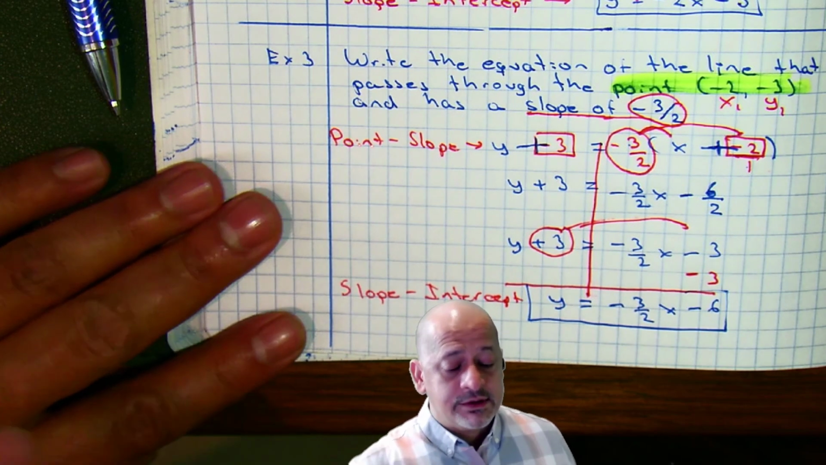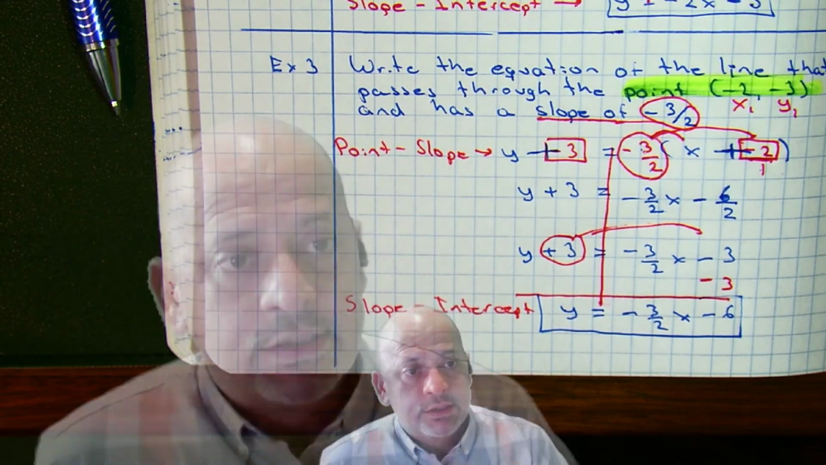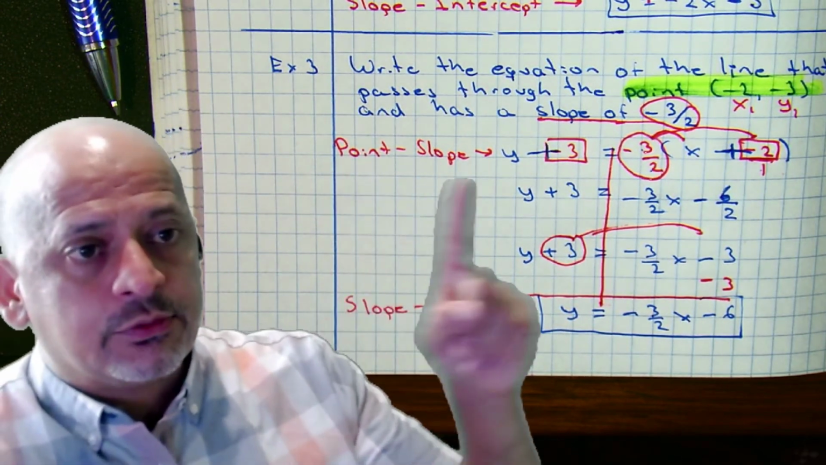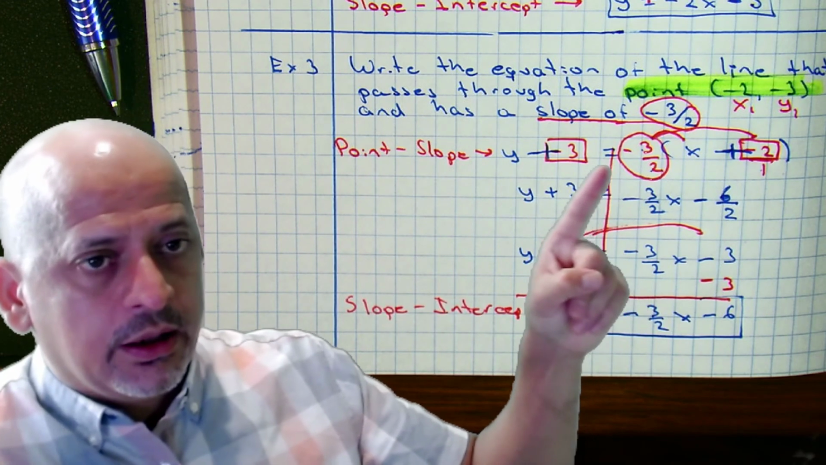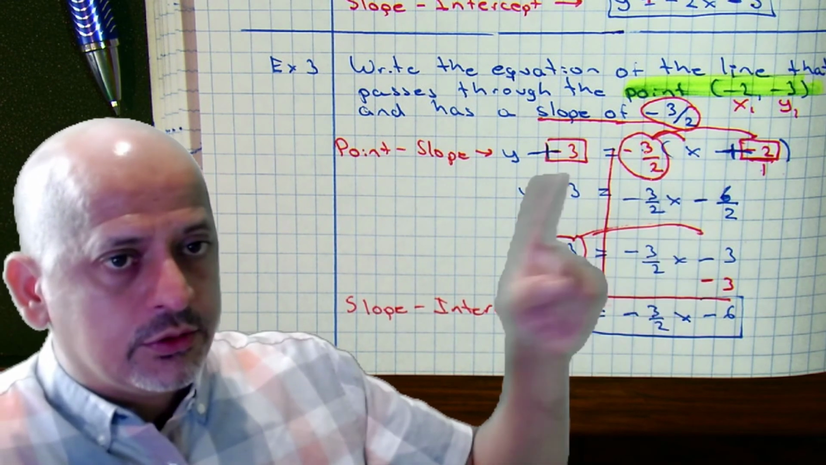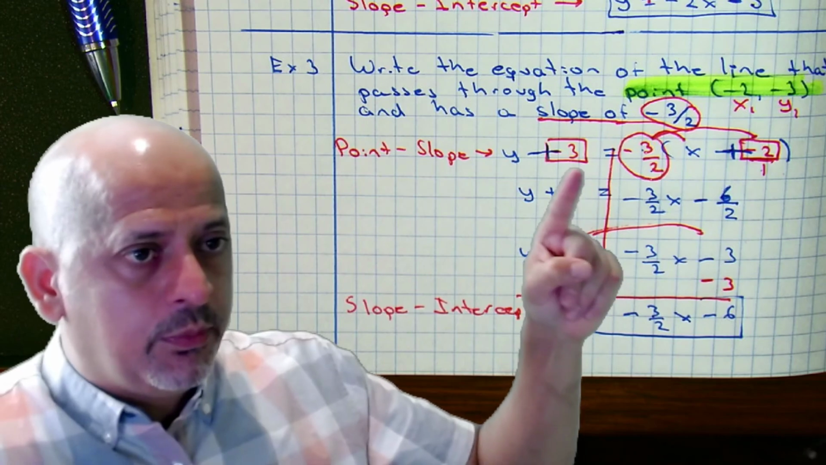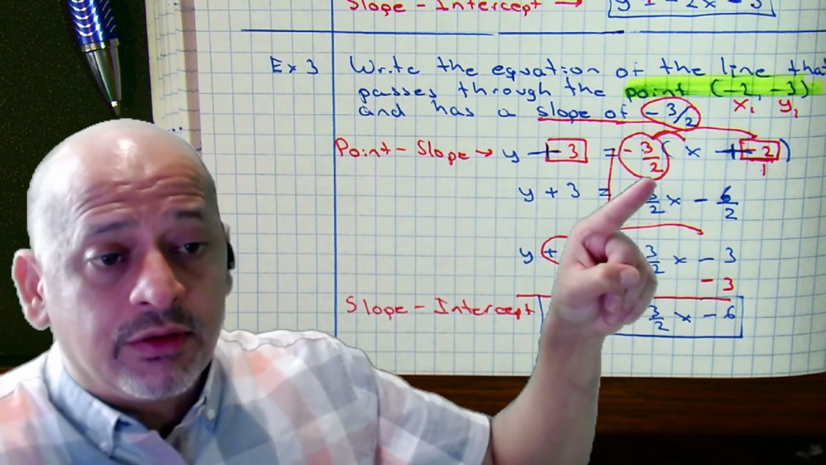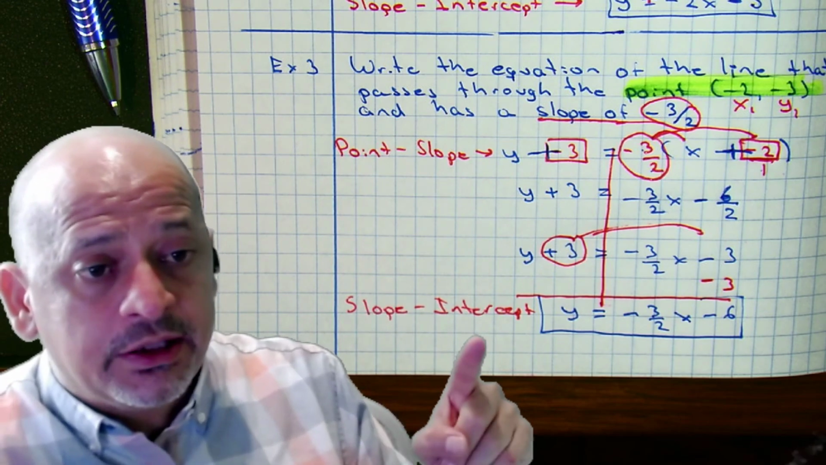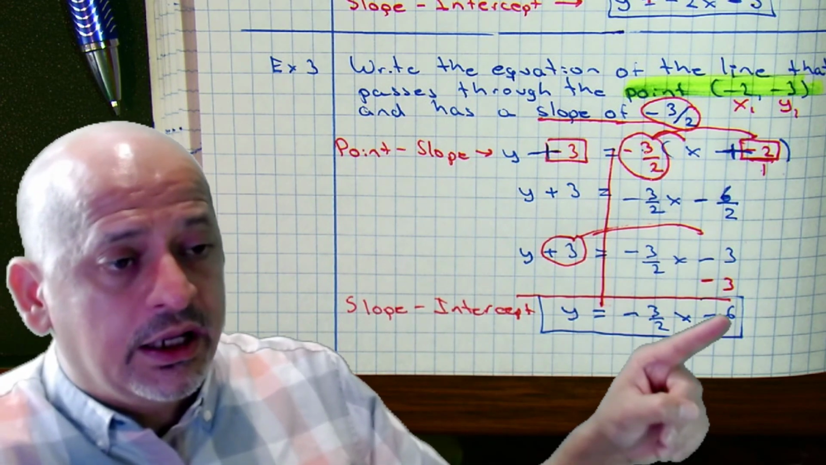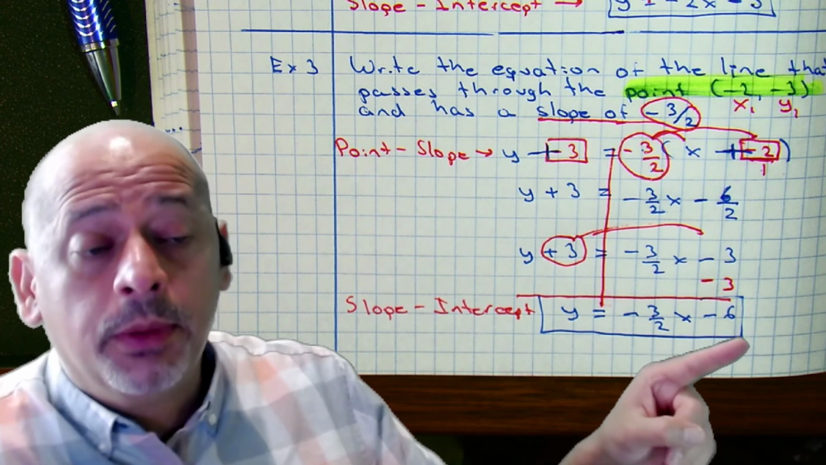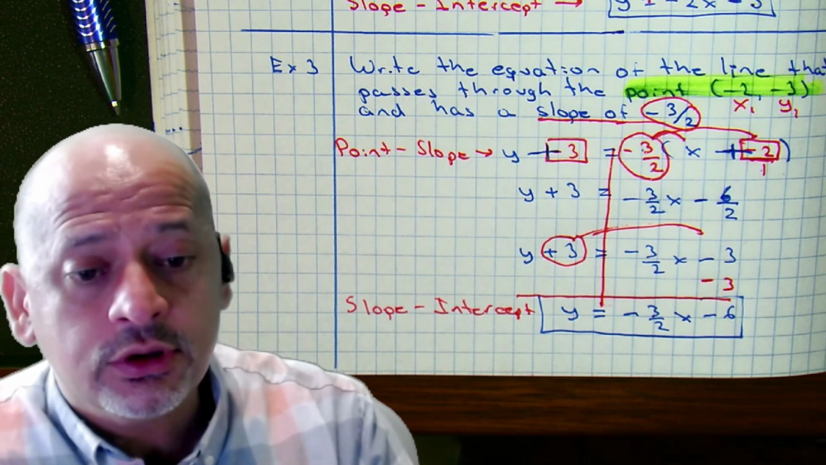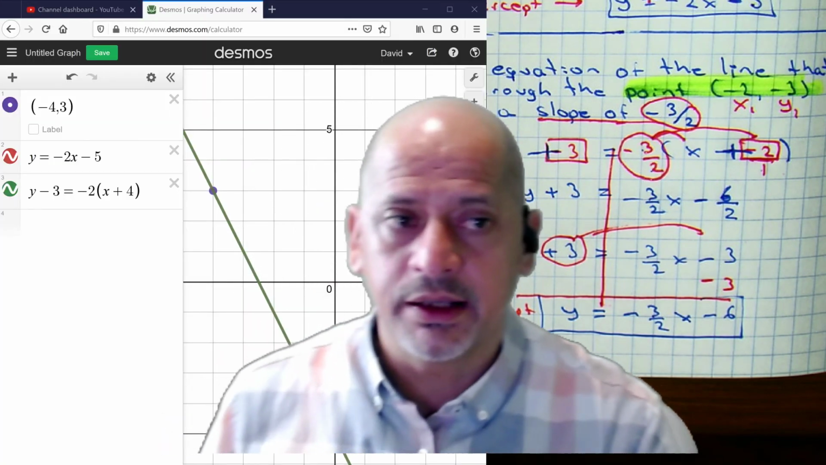So notice the difference. It's called point-slope form because we have the slope and we have a point. So point-slope because we have your x and your y, and then we have the slope. It's called the slope-intercept form because you have a slope and the y-intercept, which is our b. So now let's go into Desmos and type that in.